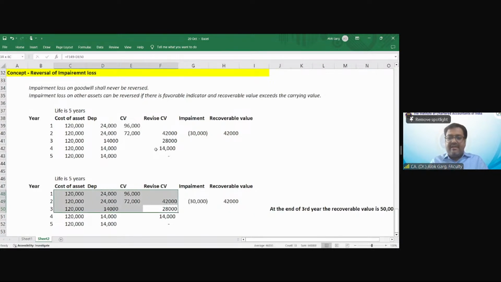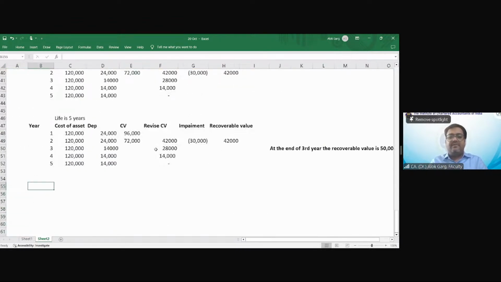What is my revised carrying value in this case? At the end of the third year, it is 28,000. But at the end of the third year, the recoverable value becomes 50,000. Suggest how much impairment loss can be reversed, and what is the revised carrying value at the end of the third year.